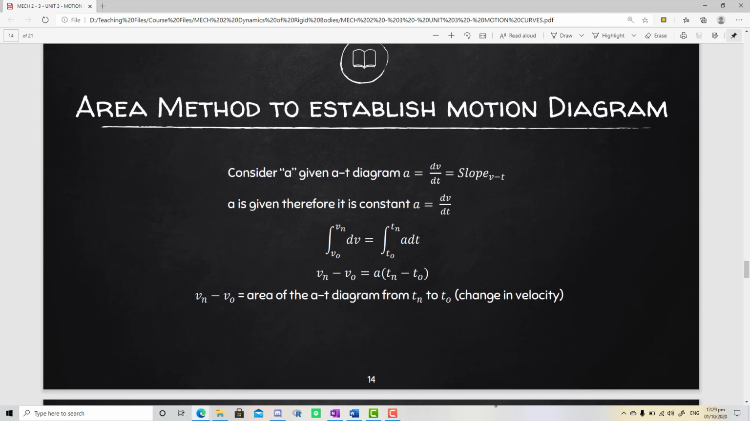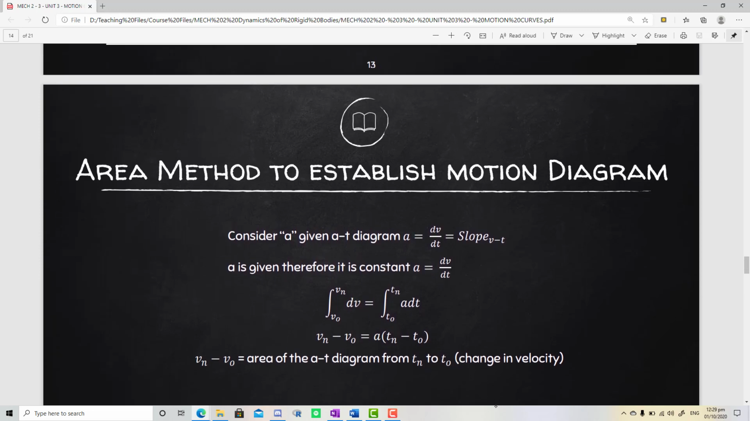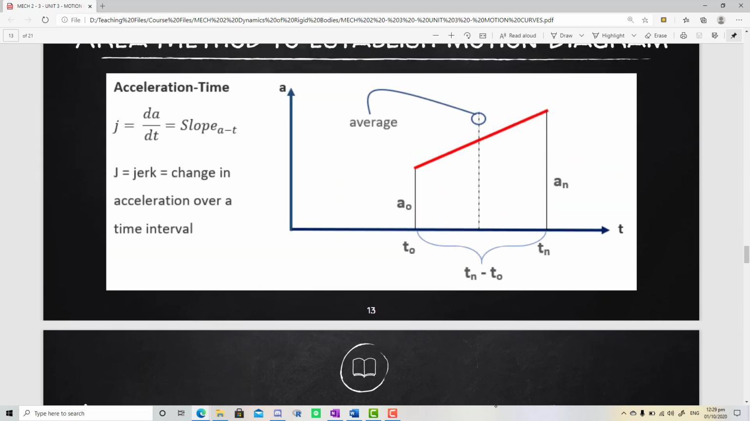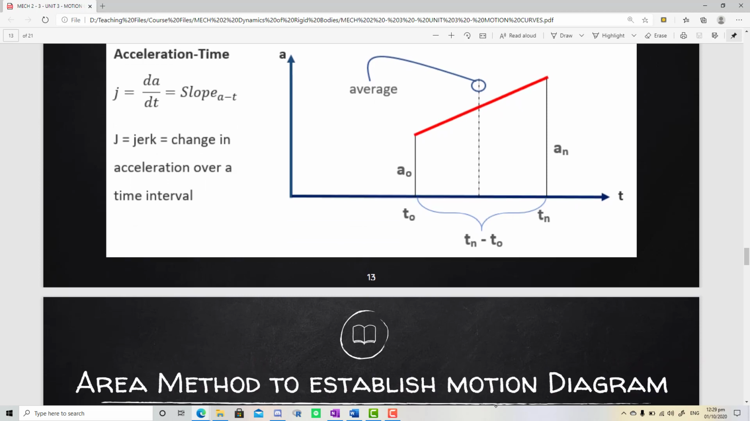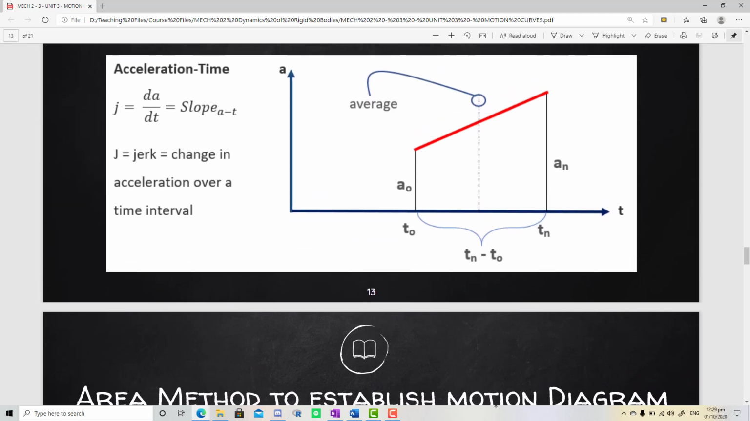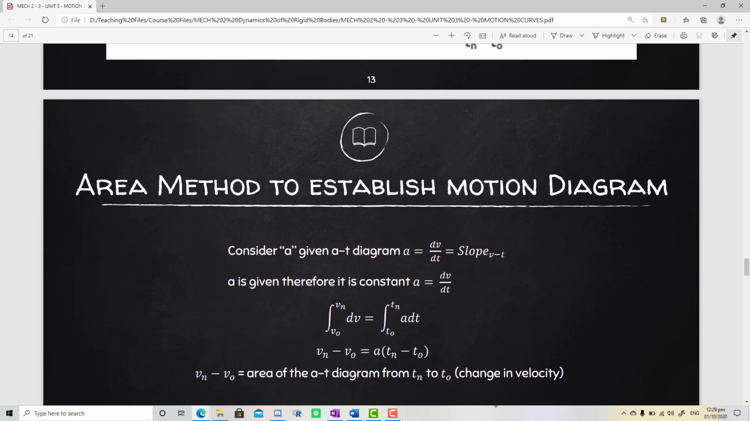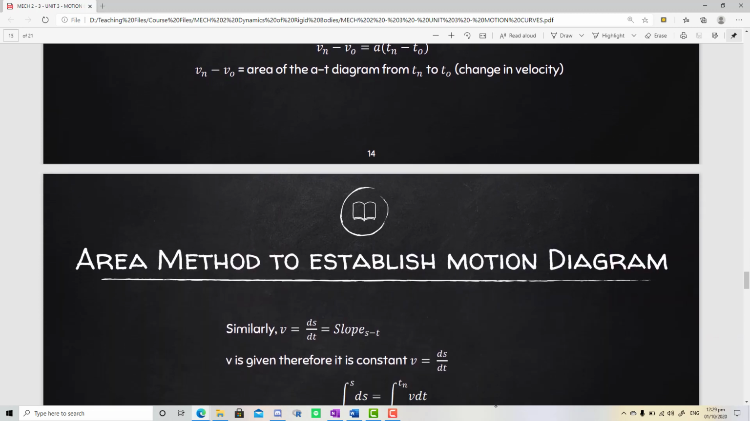Your Vn minus V sub 0 is equal to the area of your at diagram from T0 to Tn. So from our acceleration time diagram, the area of this portion is equal to the change in the value of the velocity of our velocity time curve. We will demonstrate this using an example later on. These are just foundational concepts.